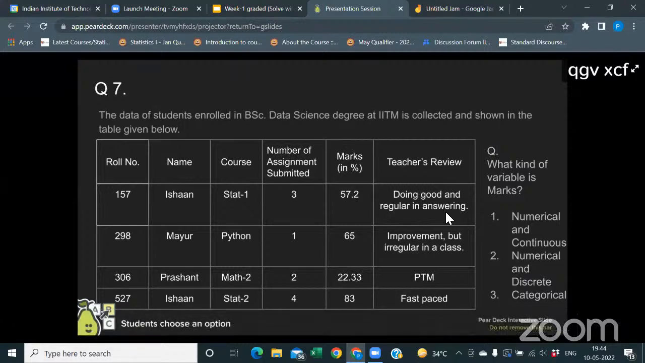Just remember what I said. A case is something for which your data is collected. Second thing, that case should be a row, and if that case has a row, then that case is unique. Suppose I have roll number 157 as a case, that means for that roll number 157 I am collecting the whole data.